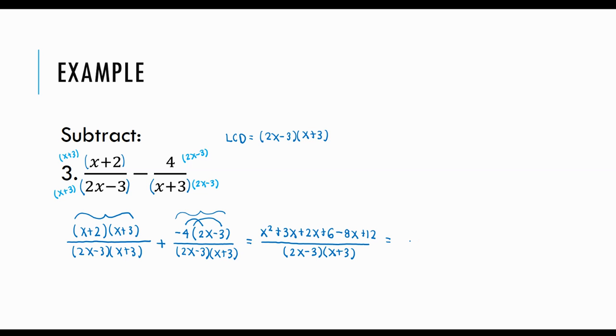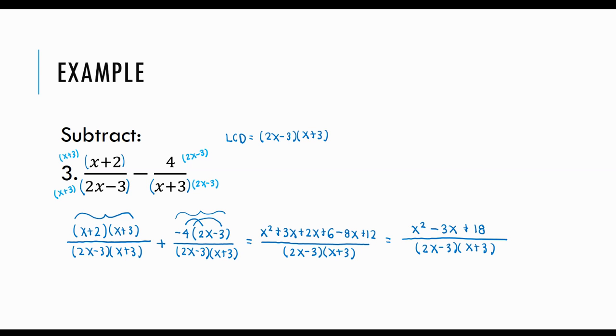Now I can combine my like terms. There's only 1x squared, but if I look at my x's, I've got 3x, 2x, and negative 8x. Combine those, you get negative 3x. We've got 6 and 12, which is going to add to 18. This is still all over my denominator.